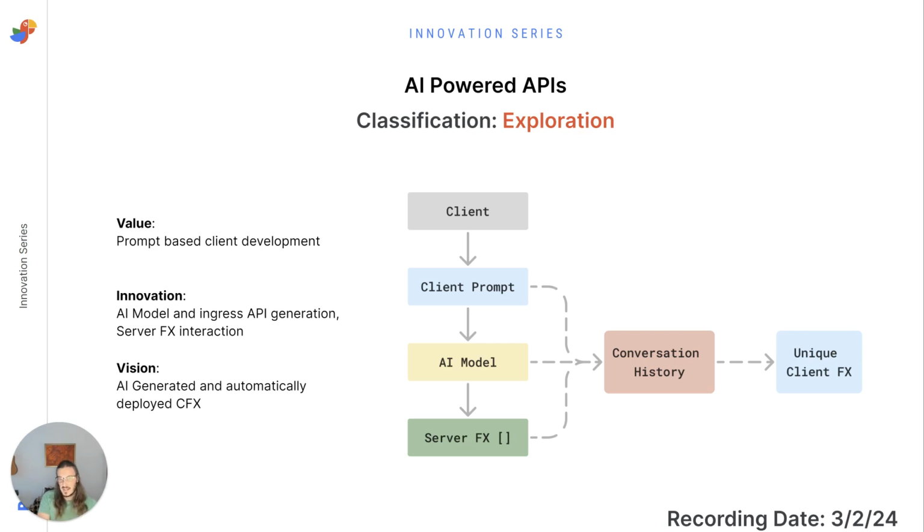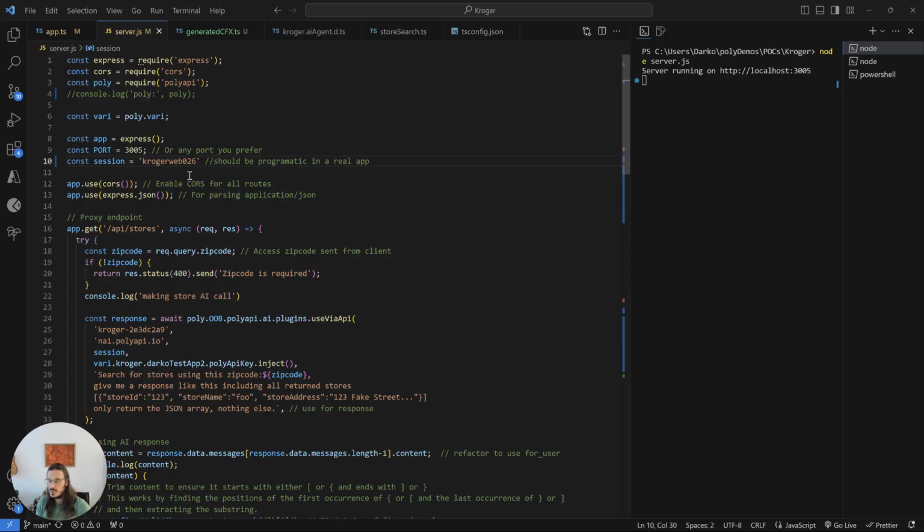So with that, let's go ahead and jump into a demo of how this client was developed. I'll showcase what's available today. Then I'll show you that conversation history that we'd like to mine to potentially leverage AI to generate the equivalent client functions. So let's dive into the client code first. So here we're looking at the backend for my client application.